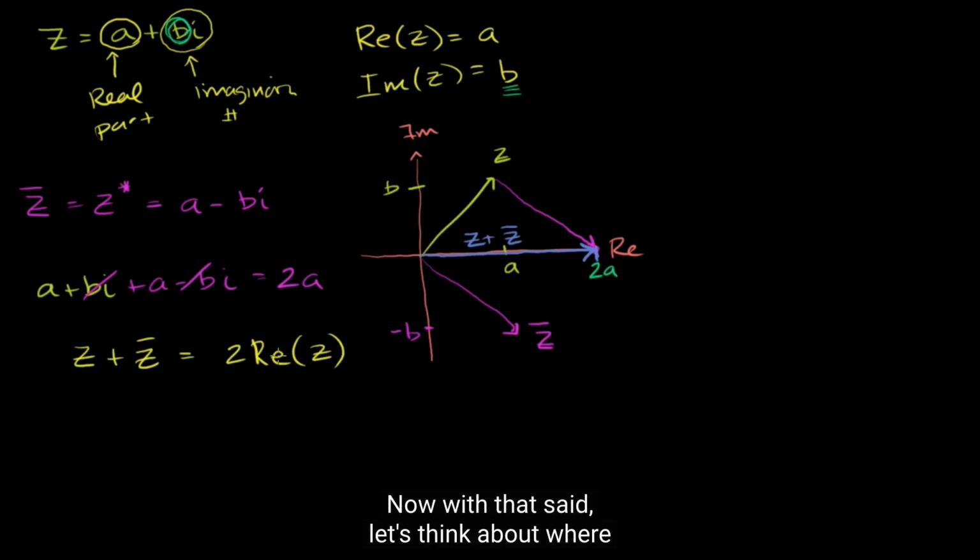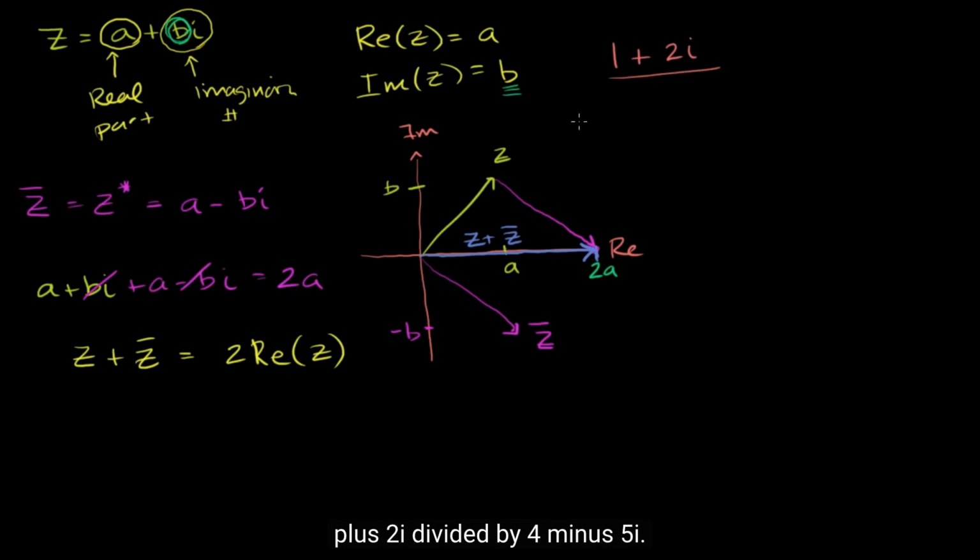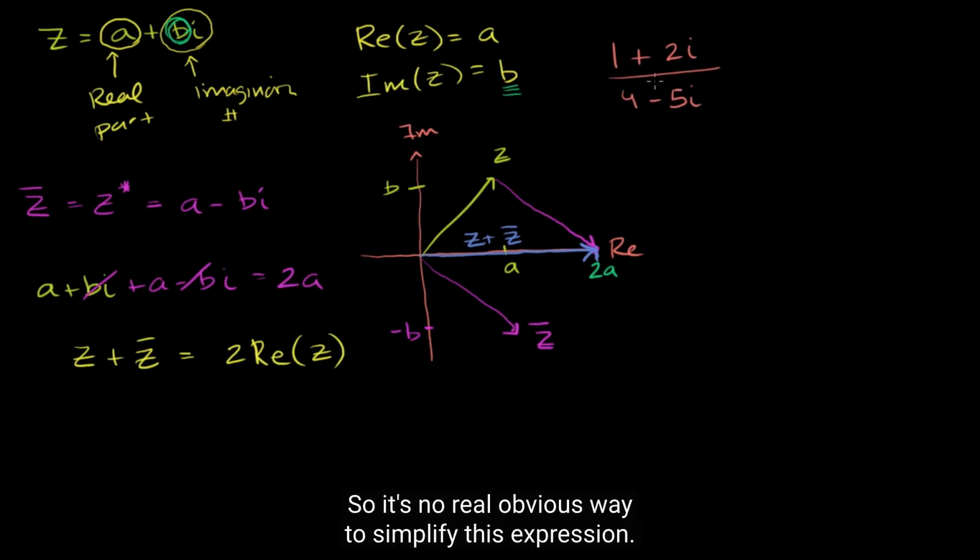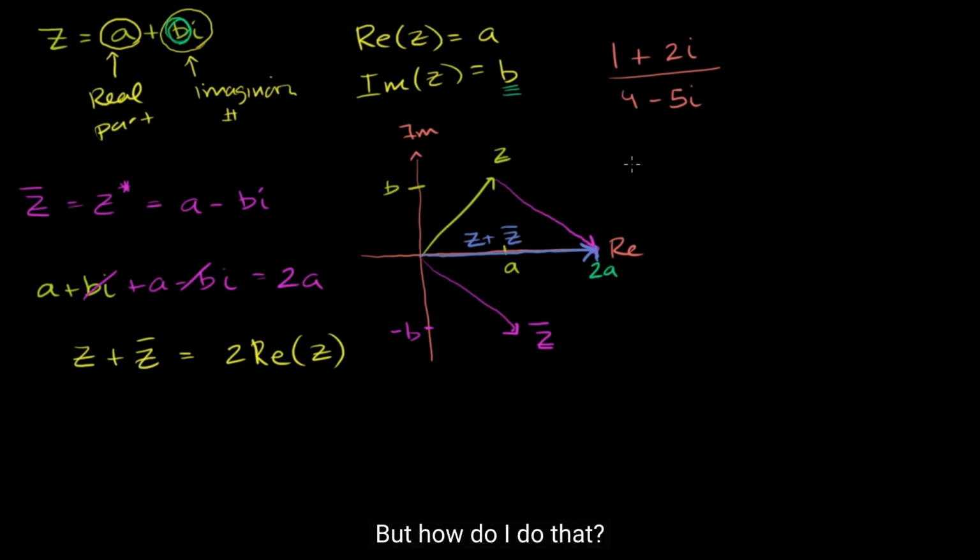Now, with that said, let's think about where the conjugate could be useful. So let's say I had something like 1 plus 2i divided by 4 minus 5i. So it's no real obvious way to simplify this expression. Maybe I don't like having this i in the denominator. Maybe I just want to write this as one complex number. If I divide one complex number by another, I should get another complex number. But how do I do that?